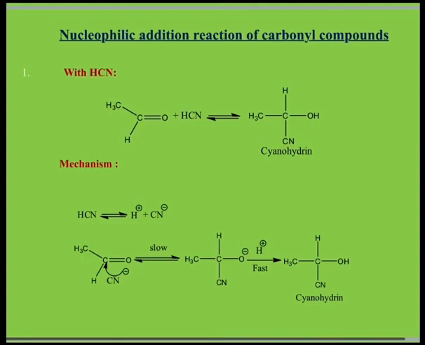Next, mechanism. Hydrogen cyanide ionizes to give H+ and CN-. Here CN- acts as a nucleophile. This cyanide ion attacks the carbonyl carbon, followed by the attachment of hydrogen to carbonyl oxygen to form cyanohydrin.